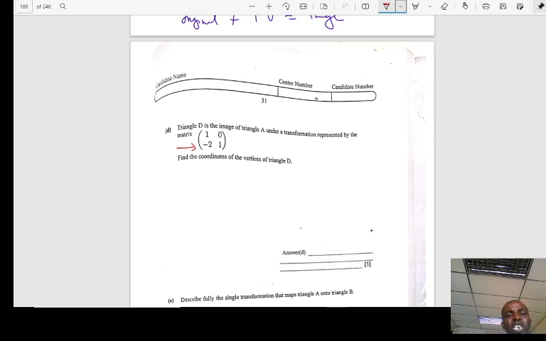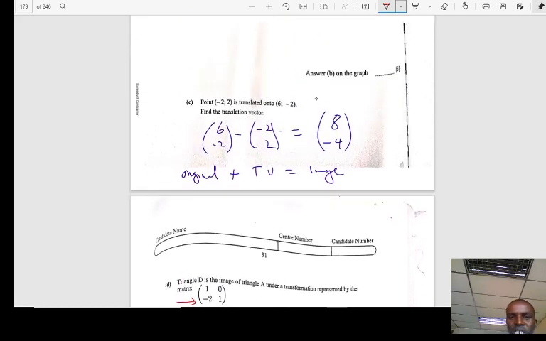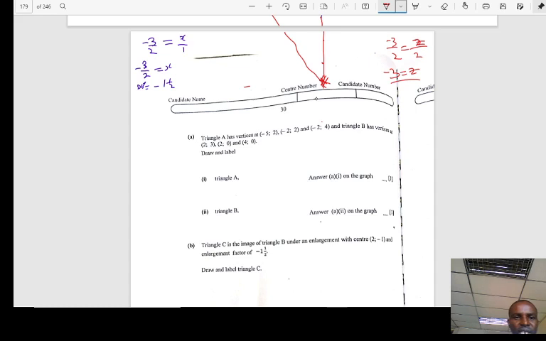But to avoid problems, you just multiply this matrix times each of the points of the triangle, and find the image coordinates. I will never get it wrong. So what are the coordinates of triangle A? Triangle A is minus 5, 2. Let me write them down: minus 5, 2, then minus 2, 2, then minus 2 and 4.